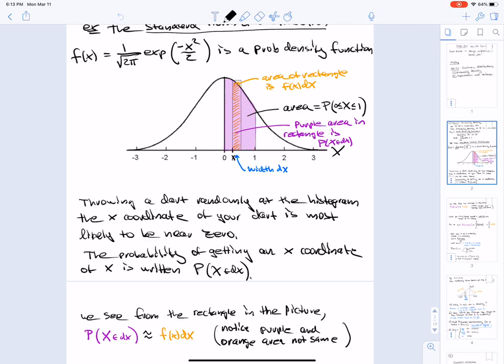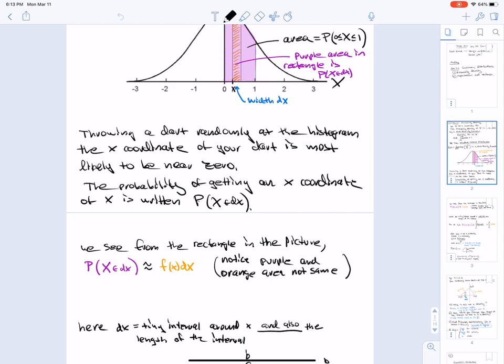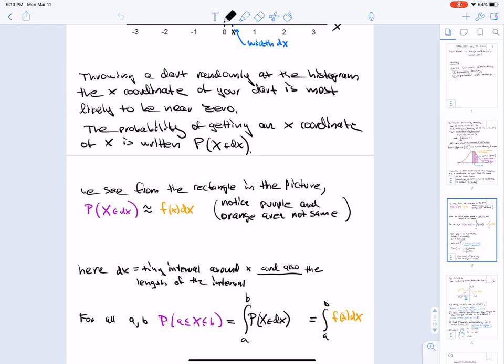it's obviously close to f of x dx, the area of the rectangle in orange here. So dx here, as I just said, is a tiny interval around x and also the length of the interval. So if you want to find the probability that x is between a and b, then you would write this is the integral for x between a and b of the probability that x is in dx.